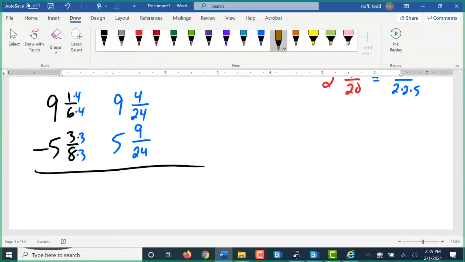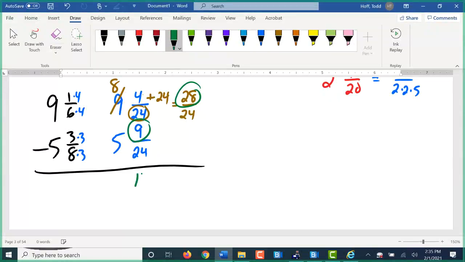Now we cannot do 4 minus 9, so we have to borrow. That 9 becomes an 8. What do we add to the 4? 24. The one object that we borrowed has to be split into 24 pieces. 4 plus 24 is 28 24ths. Now we can subtract 28 minus 9: 17 24ths. 8 minus 5 is 3. So 3 and 17/24.